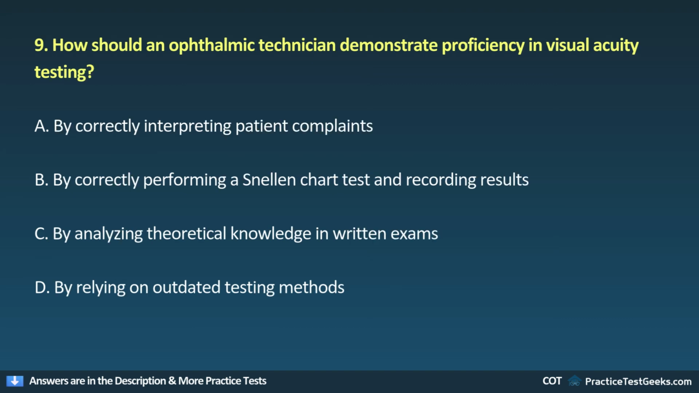9. How should an ophthalmic technician demonstrate proficiency in visual acuity testing? A. By correctly interpreting patient complaints. B. By correctly performing a Snellen chart test and recording results. C. By analyzing theoretical knowledge in written exams. D. By relying on outdated testing methods.